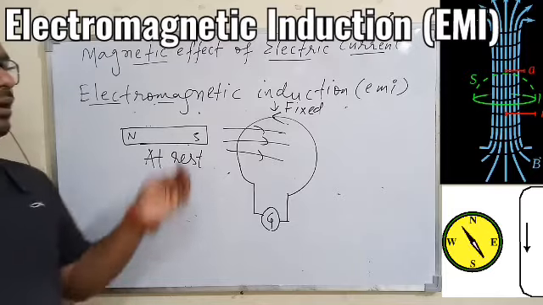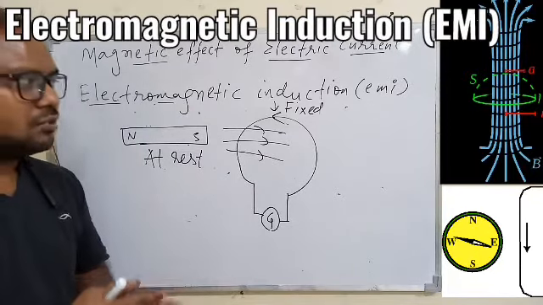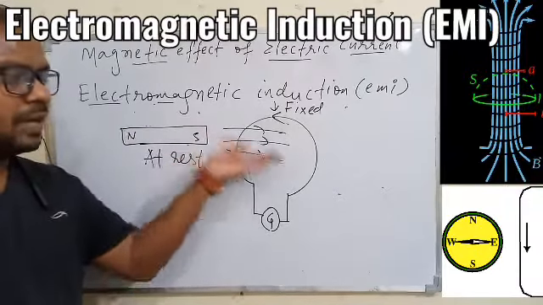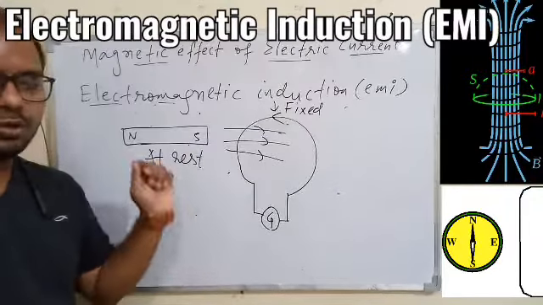So overall, we can say the condition we have for EMI is that there should be a change in the magnetic flux passing through the coil.